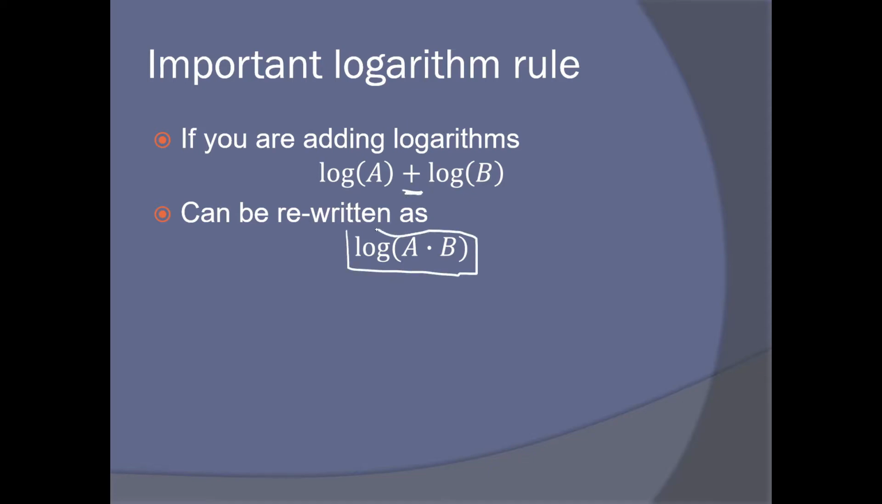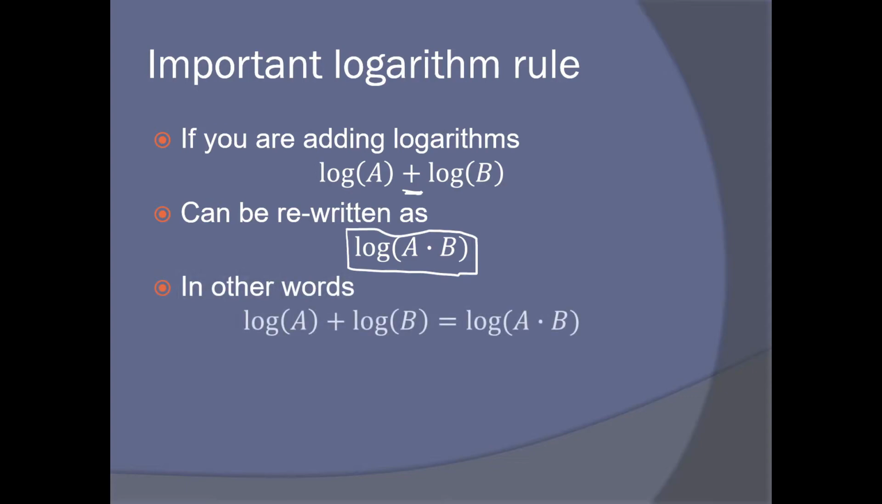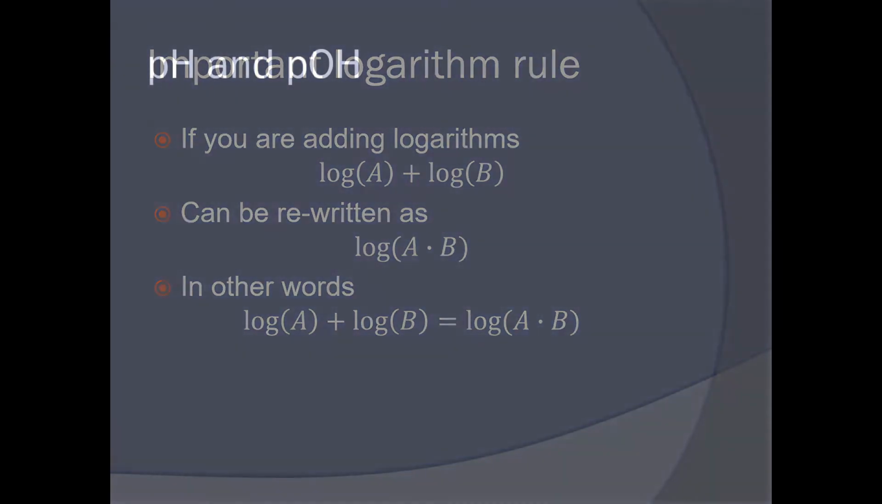It helps simplify some things and also helps us see a few things that will make our lives a little bit easier. In other words, this rule can be written as: log A plus log B is equal to log A times B. And I think this is the only rule we're going to be referencing. There's a bunch of other logarithm rules, but this is the only one that we're going to be referencing in this class. All right, how does this tie into pH?